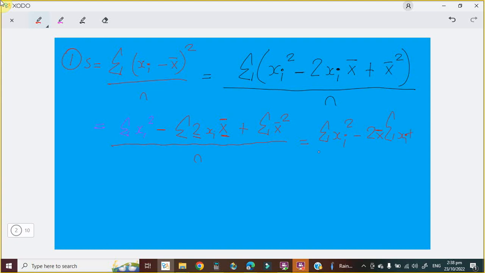Plus now the last part is the sum of bar x squared. But we're going to observe something about this sum of bar x squared. Now remember, if bar x is a constant, wouldn't bar x squared also be a constant? Yes, so just factor out bar x squared. Now you leave just the sum of 1.